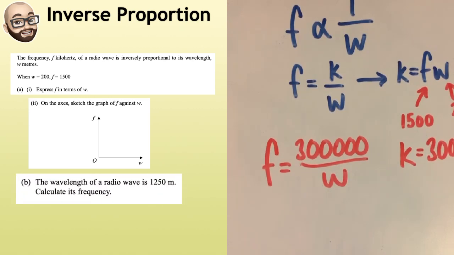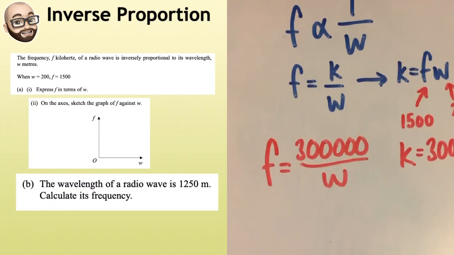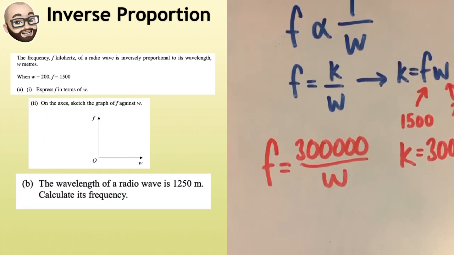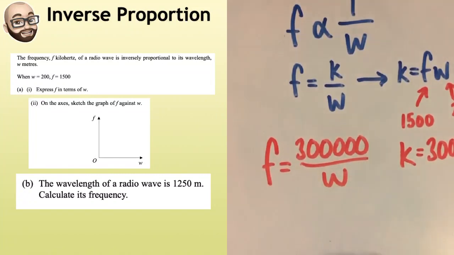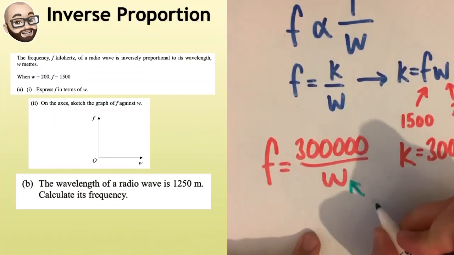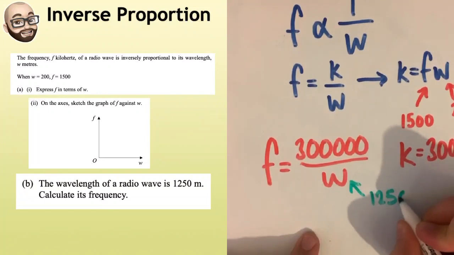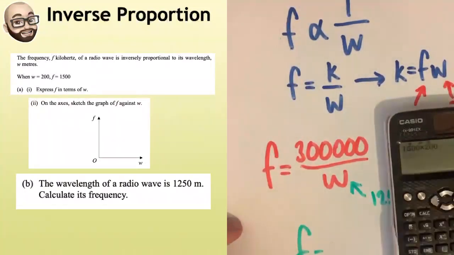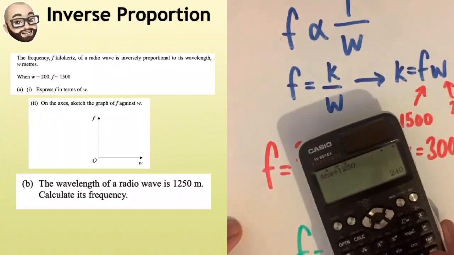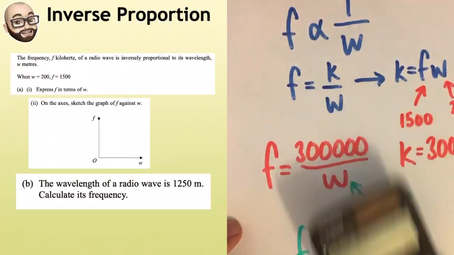Part C then says the wavelength of a radio wave is 1250 meters. Calculate its frequency. So we're given w and we need to work out f. All we're going to do now is stick into here 1250. We're going to do 300,000, that's still on screen, divided by 1250, and we get 240.